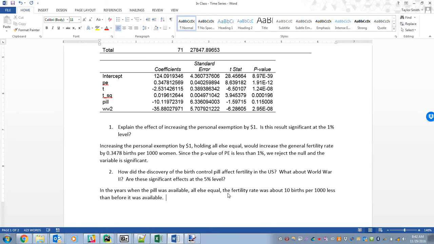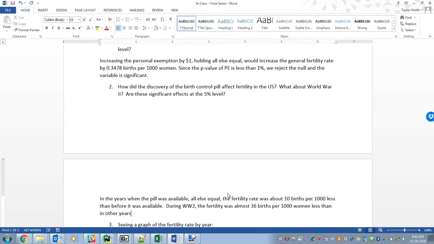What about in World War II? So World War II is a dummy variable that was a 1 during the years of World War II. And so what this is saying is during World War II, the fertility rate was, we'll say, almost 36 births per 1,000 women less than in other years. Okay?